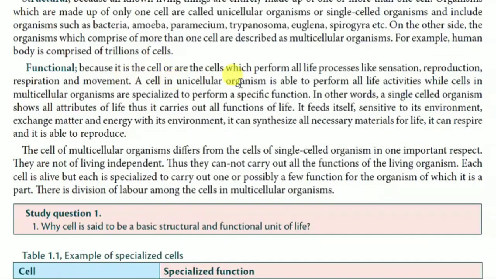So a cell in a unicellular organism is able to perform all life activities, while cells in a multicellular organism are specialized to perform a specific function. Kwenye unicellular organism, cell moja inakuwa na perform function zote, kuanzia sensation, yani coordination inaperform yenyewe, reproduction yenyewe, respiration yenyewe, movement yenyewe. Lakini kwenye multicellular organism kama human being, cell ziko specialized.